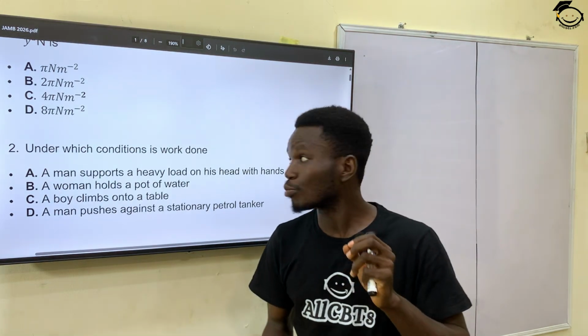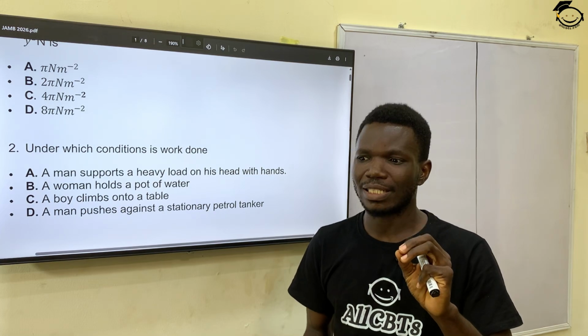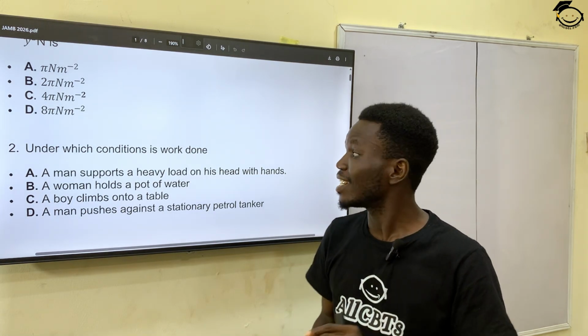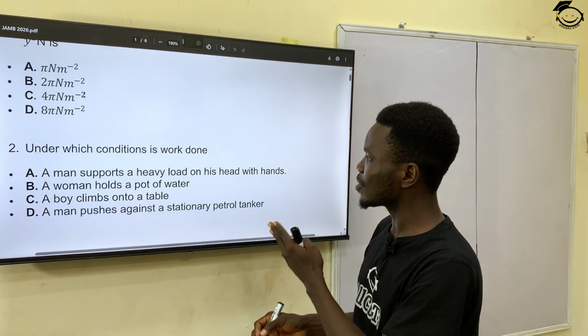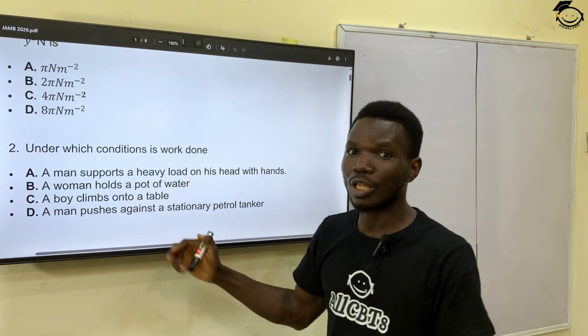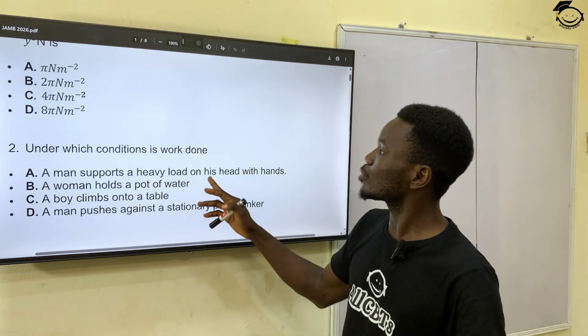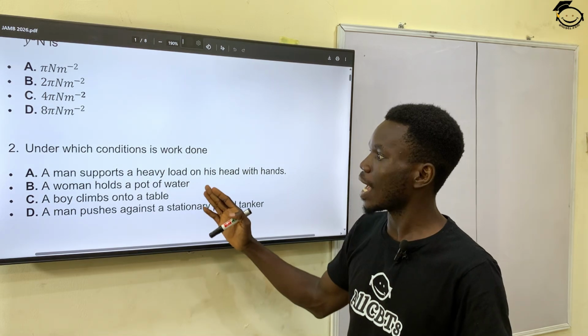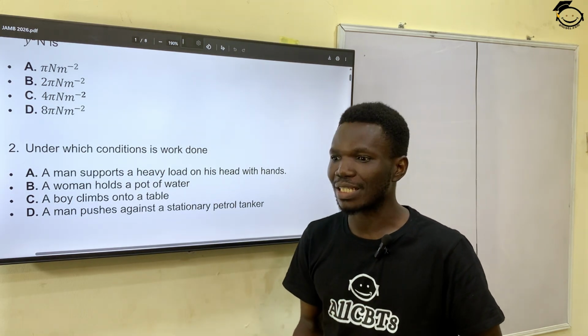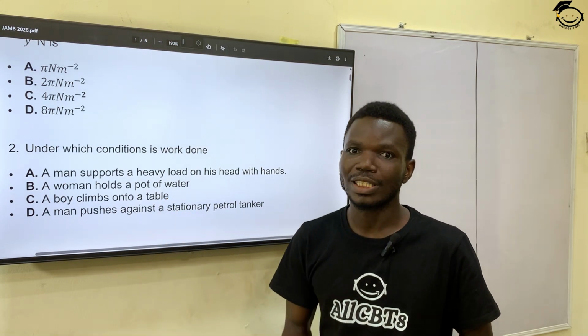Now, for work to be done, there must be a displacement caused by the force applied. So, in which of these can you see that there's a displacement? And that is option C. When a boy climbs onto a table, he's applying a force to climb onto the table. So, he has moved a distance. But in option A and option B, there is no movement. And hence, option C here is the correct answer.